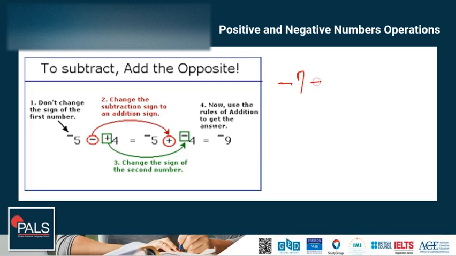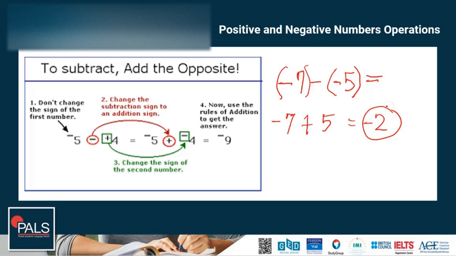Let's try some examples. Negative 7 minus negative 5 is equal to, okay, let's follow the steps. Don't change the sign of the first number, so let's copy the first number, negative 7. Second, change the subtraction sign to addition sign, so from minus to plus. Third, change the sign of the second number. The second number is negative 5, so it will become positive 5. So let's apply the rules of addition. 7 minus 5 is 2. Then obtain the sign of the bigger number. So the answer is negative 2.